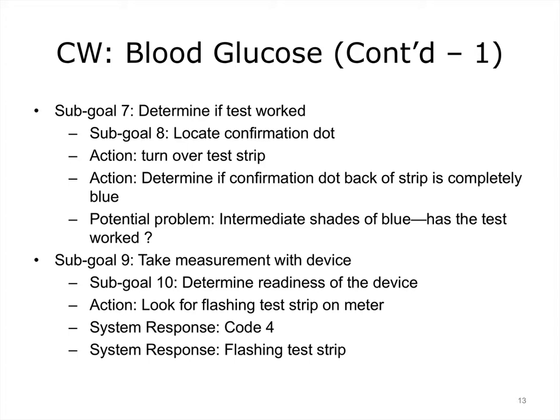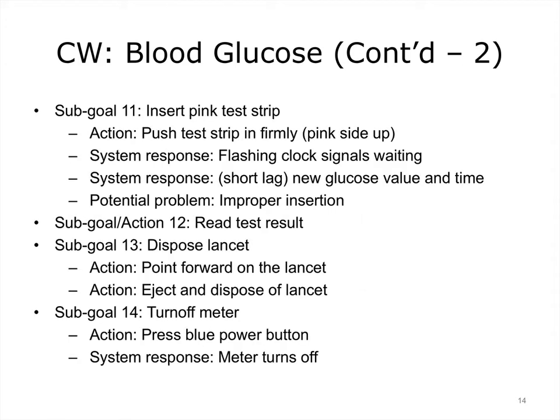Although this is a very basic task, there are quite a few steps, and the process is surprisingly complex. The sub-goals on this page continue to involve preparation to take the measurement. The system response of the flashing test strip at sub-goal 9 signals that the device is ready to take the measurement. At sub-goal 12, the test result becomes available to the user.